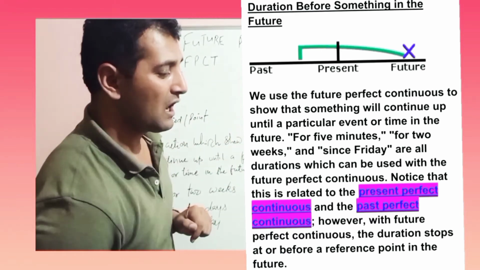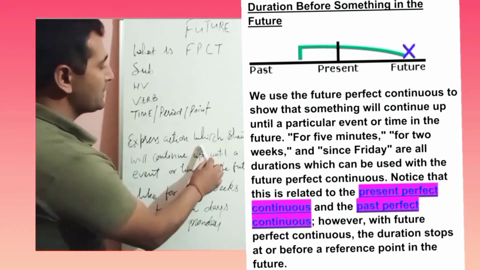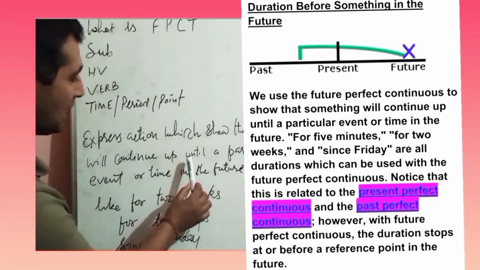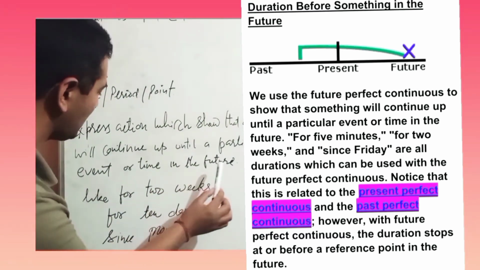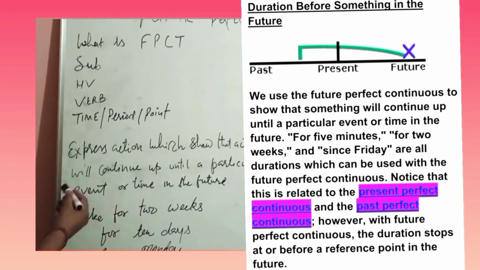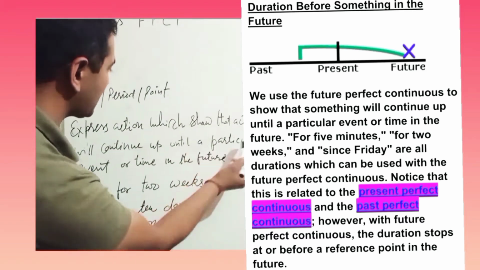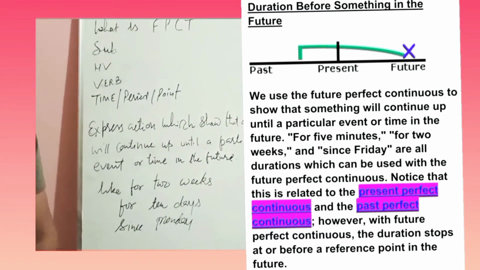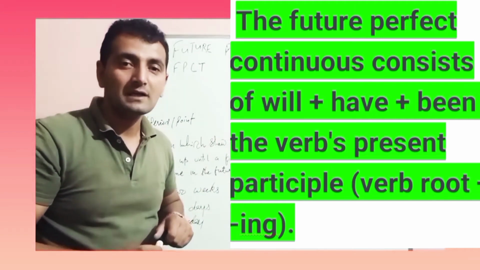See here how I can tell you that. See, this is the action, okay, which shows that the action will continue up until a particular event or time in the future. फ्यूचर में एक पर्टिकुलर टाइम तक, अप अंटिल अ पर्टिकुलर इवेंट और टाइम इन द फ्यूचर. फ्यूचर में रहते हुए हम फ्यूचर के पास्ट में देख रहे होते हैं.